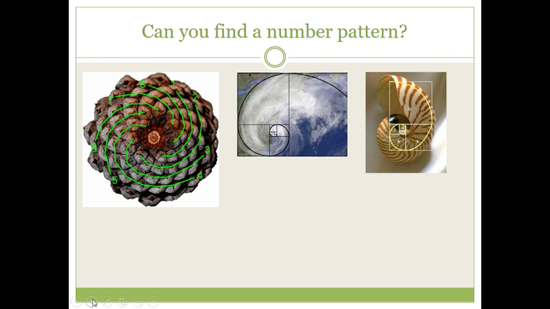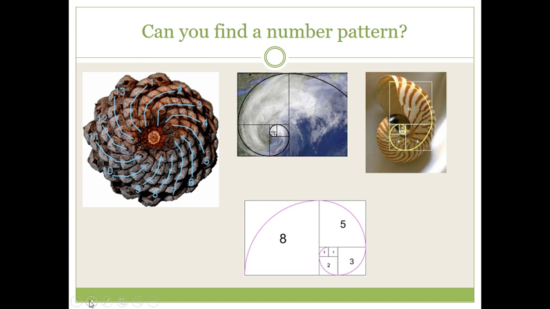Take a look at these pictures. Can you find a number pattern in these pictures? Take a moment to think about it. Notice we see this spiral in these different rectangles and all these different geometric patterns within these objects in nature. They follow a pattern. Look at the box below.